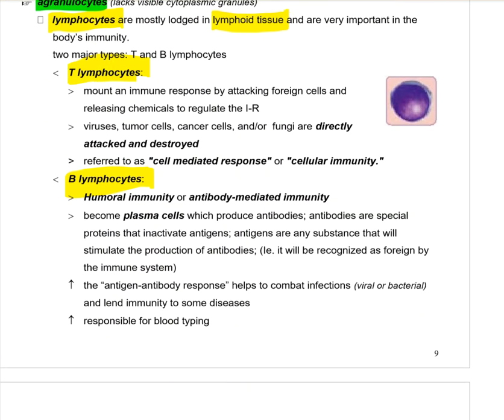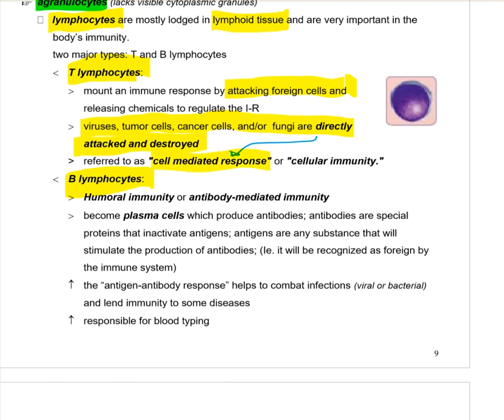If you look at them quickly, they kind of look similar, but if you really look at them, they don't. So what do T lymphocytes do? You've probably heard of these before. They attack foreign cells. And they also release chemicals to regulate the immune response. Any foreign invader, like viruses, tumor cells, cancer cells, fungi, are directly attacked and destroyed. So these are sometimes called killer T lymphocytes because they go right in and destroy things. And they have what we call a cell-mediated response, because they directly destroy them. The cell does the work.